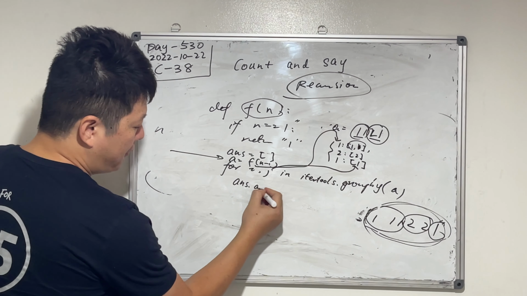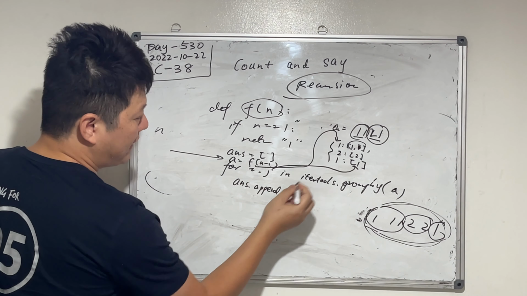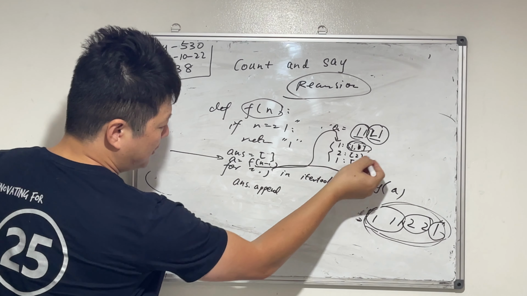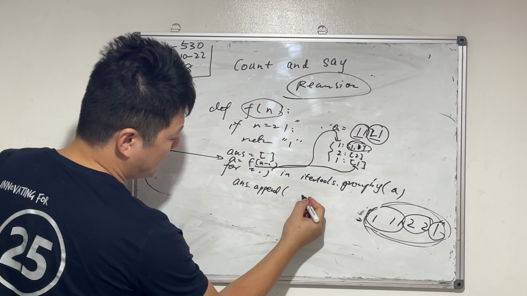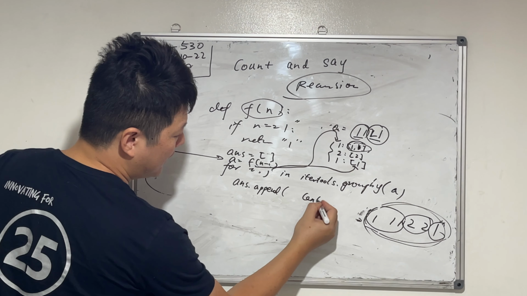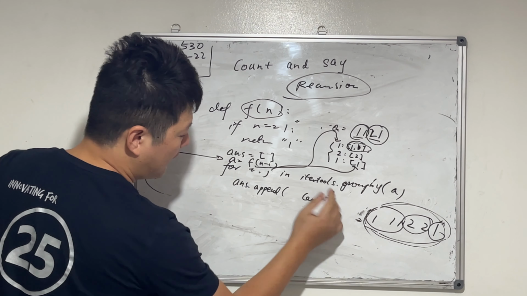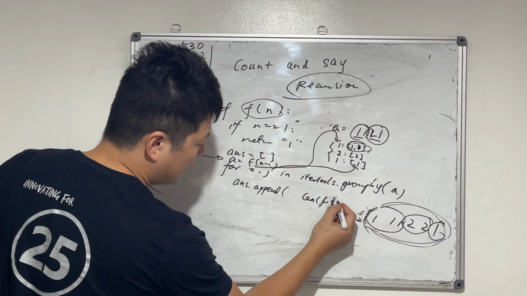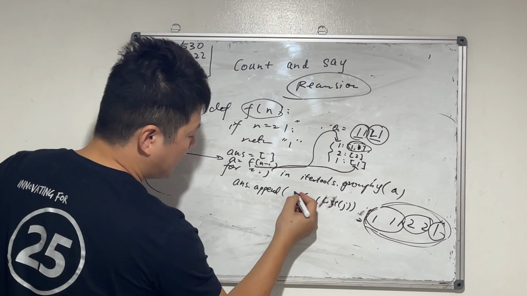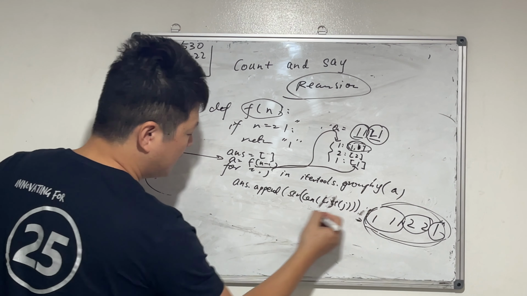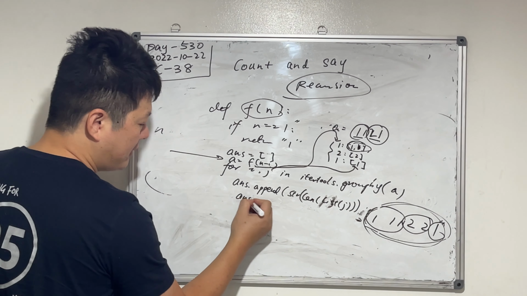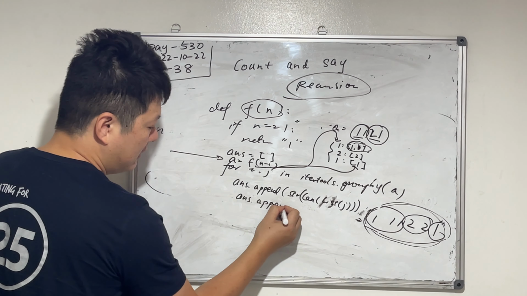answer.append. First of all, we want to append the count. How many of them, which is here, right? So how many of them is, first of all, we convert to a list, and then we get the length. List of g, get the length, and then we turn it into a string. And answer.append i, right?